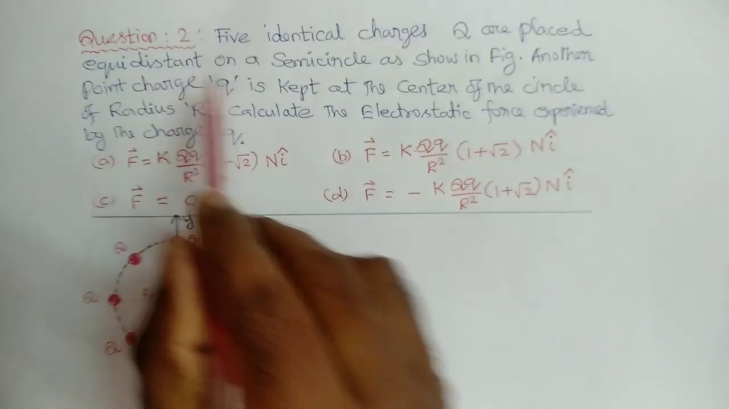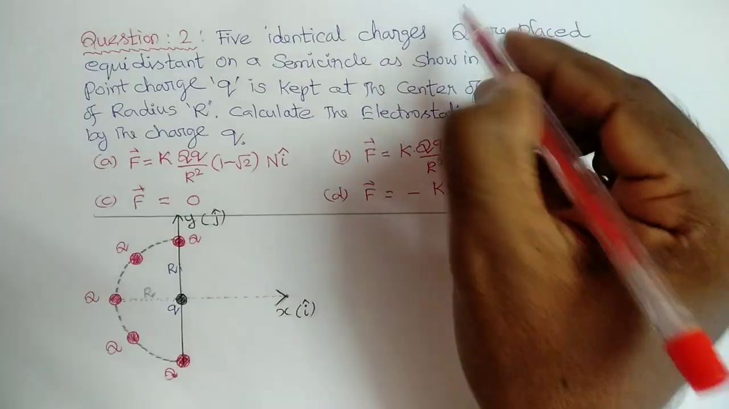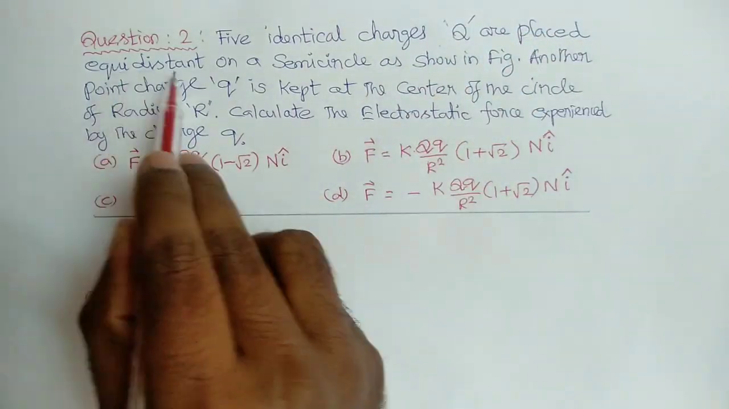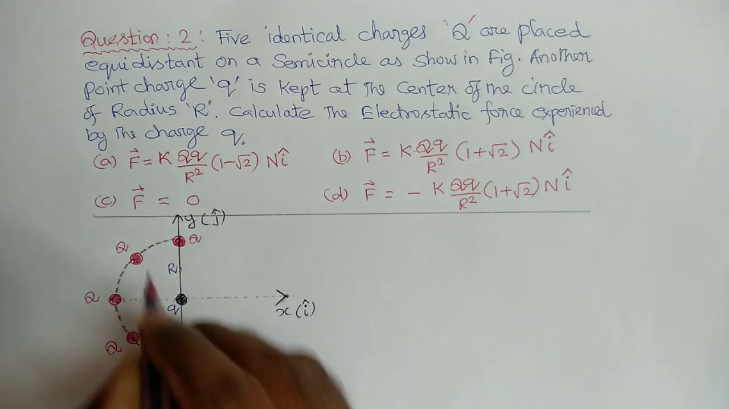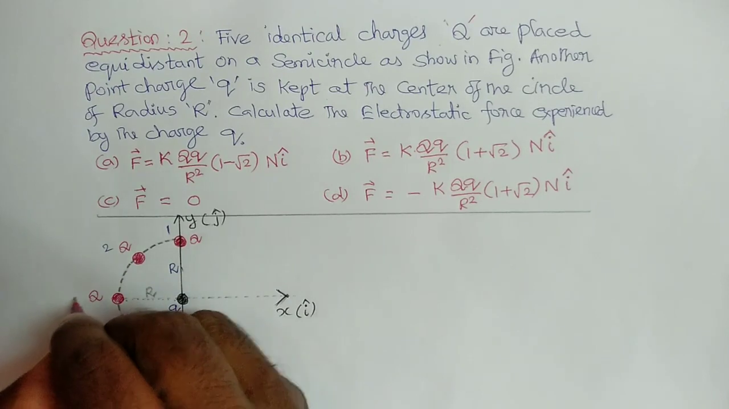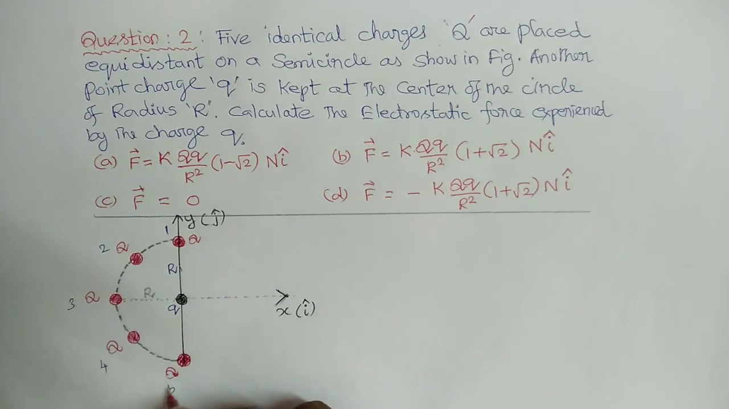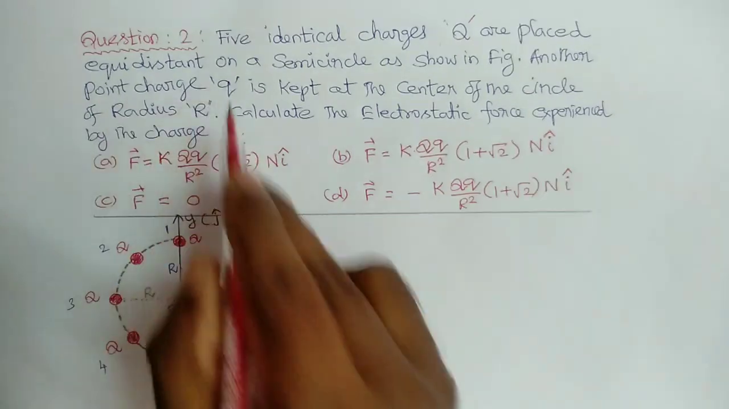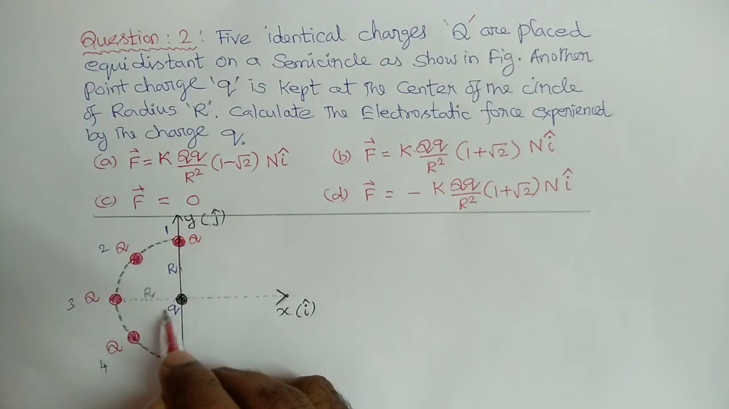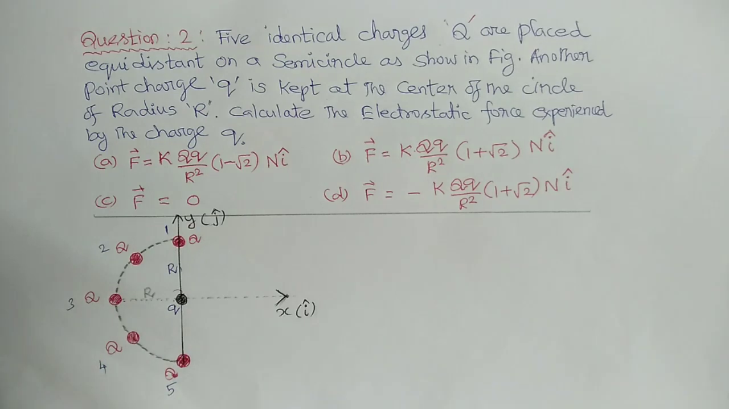So question 2. 5 identical charges Q are placed equidistant on a semicircle as shown in the figure. So there are 5 identical charges. So let us consider 1, 2, 3, 4 and 5. Another point charge small q is kept at the center of the circle of radius R. So calculate the electrostatic force experienced by this small q placed at the center of the semicircle.